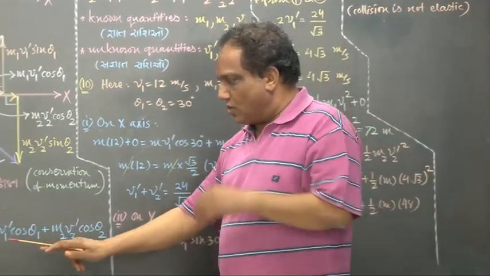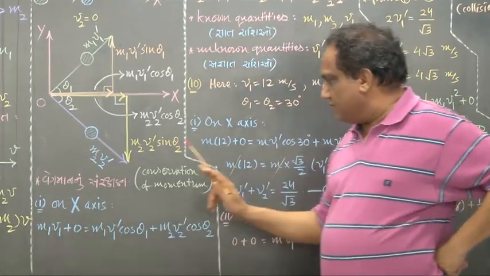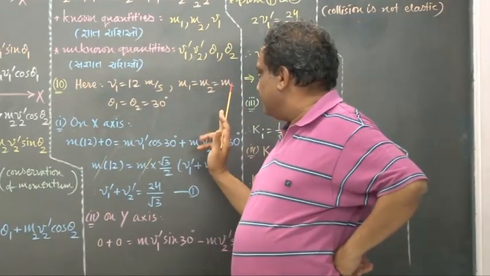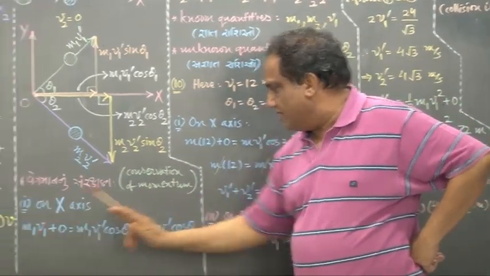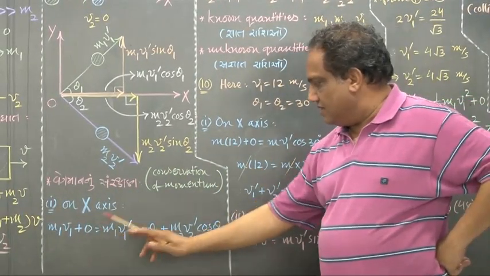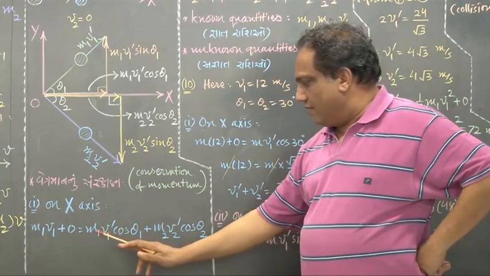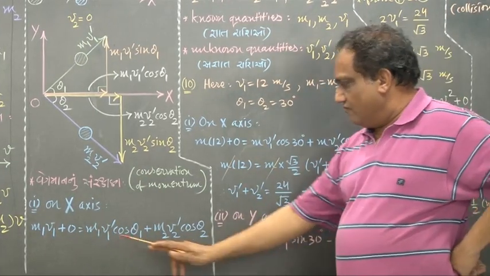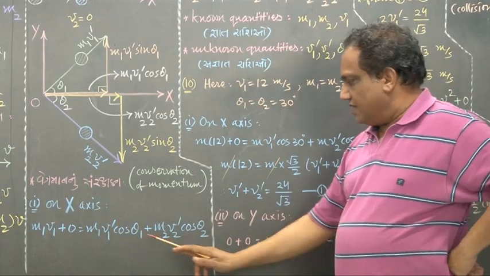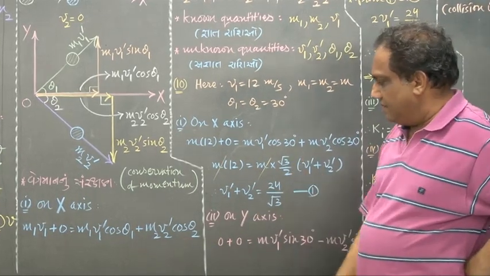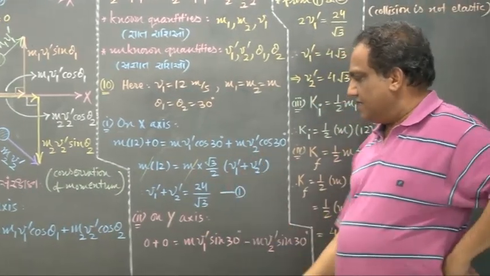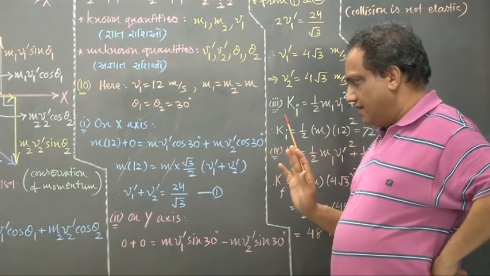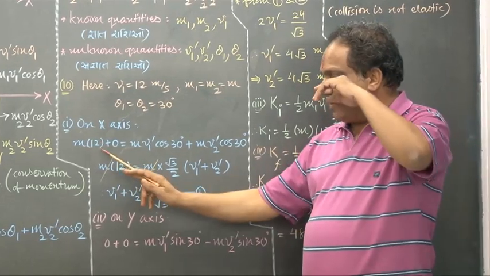Just put the values here. m1 is m, V1 is 12 meter per second, and V2 is 0. M1 is m, V1 dash as it is, theta 1 is 30 degrees. M2 is m, V2 dash as it is, theta 2 is also 30 degrees. Simplify. m into 12 as it is.